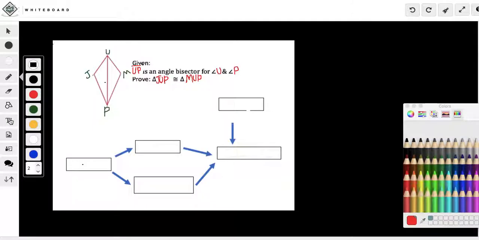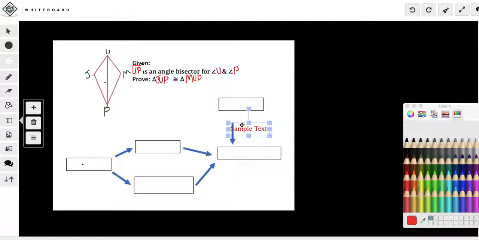So I'm going to use some text to type in here. Let's go ahead and type in. The first thing we're going to type in is, let's figure out what the given is, because that's going to be our first set of text, right? So the given here is going to be that UP is an angle bisector of angle U and angle P. Okay, so I'm just abbreviating here. And that's going to be our given information.